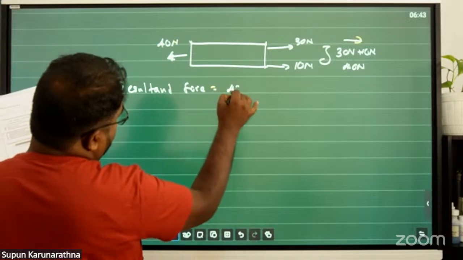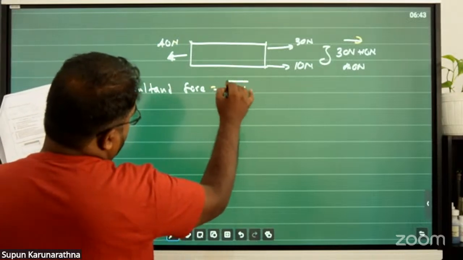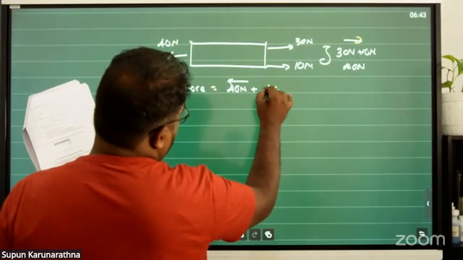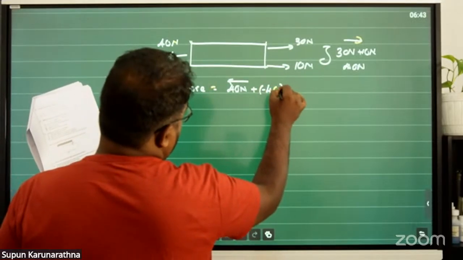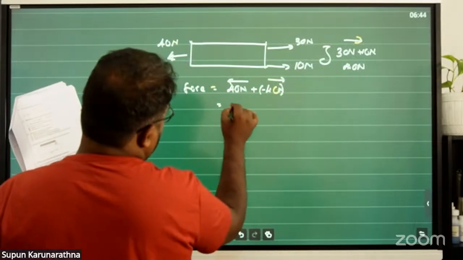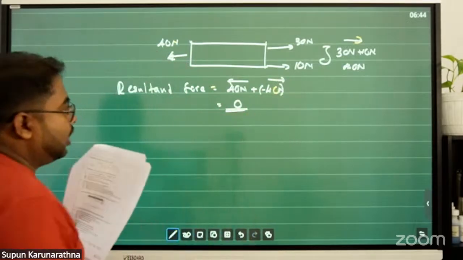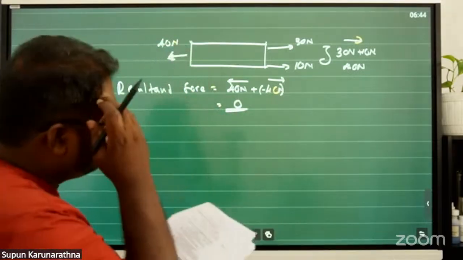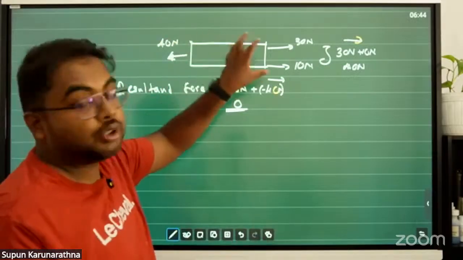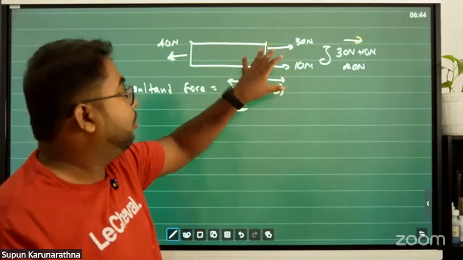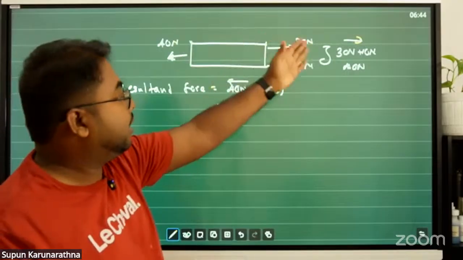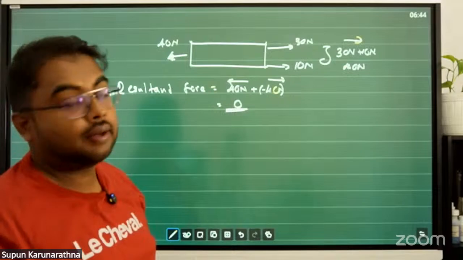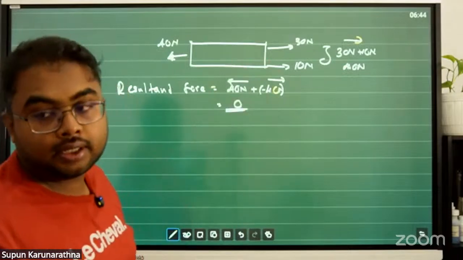we can calculate it as 40 Newton in this direction minus 40 Newton in the other direction. Then it comes to 0. The resultant force is 0. The magnitudes of the two forces are the same. You can see that here is 40 Newton and here is also 40 Newton. Both sides have the same magnitude but opposite direction.